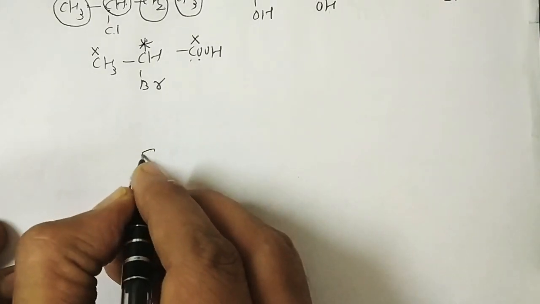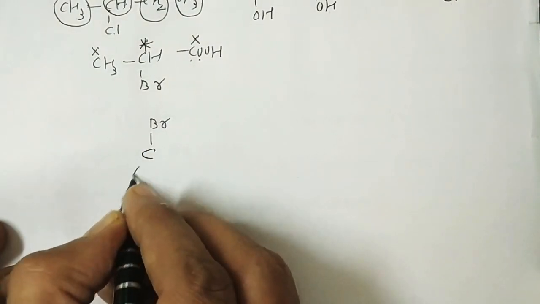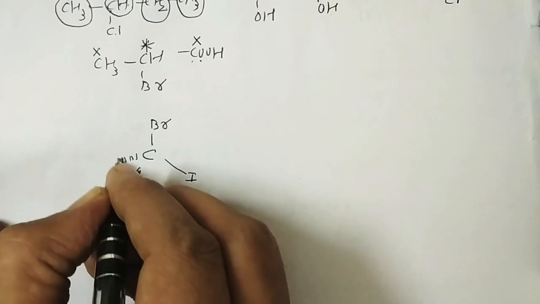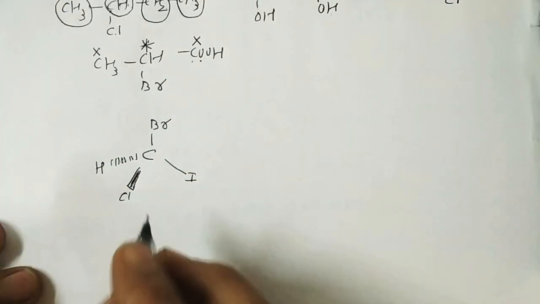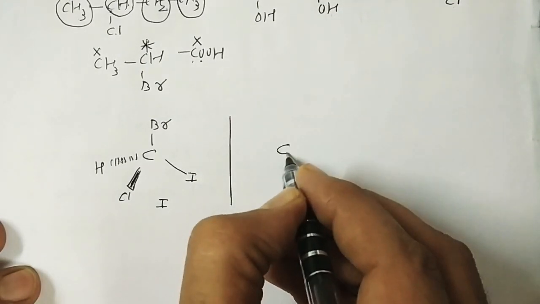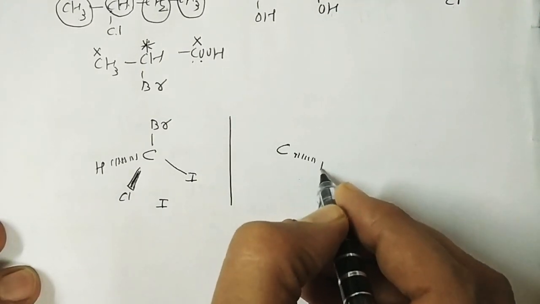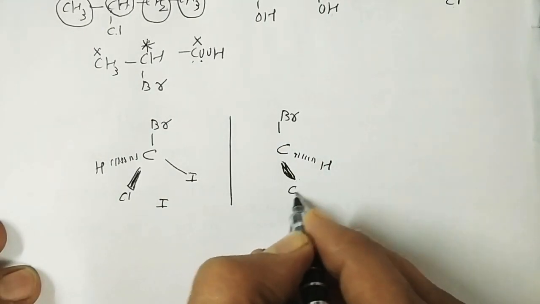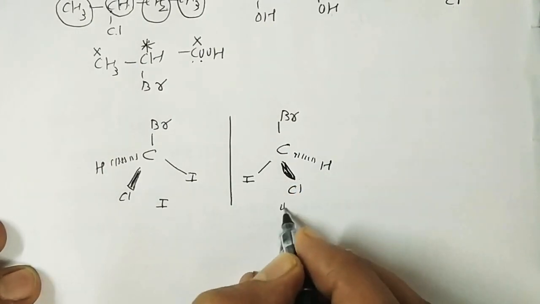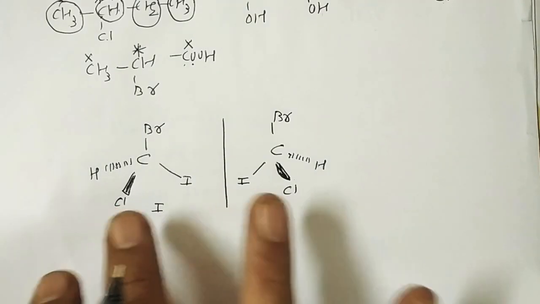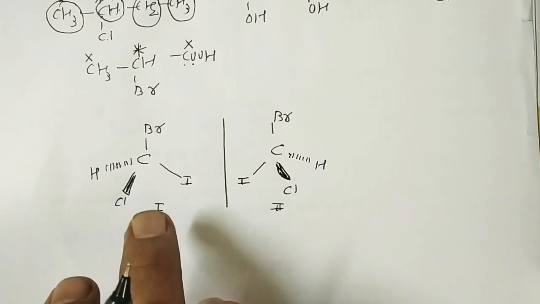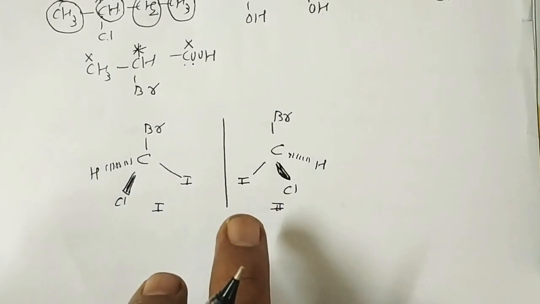For example, if I give one more example, if I have a C, then Br here, chlorine, iodine and hydrogen. Right, so it's structure number 1. So what is the mirror image like? So C, right? So the mirror image is like that: hydrogen, bromine, chlorine and iodine. So to understand the phenomenon of enantiomers, we consider this example, bromochloroiodomethane, right?